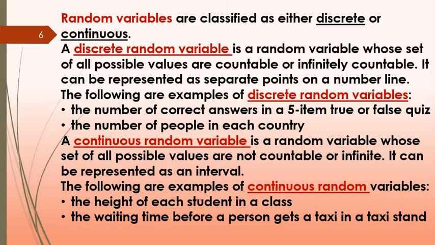Next is waiting time before a person gets a taxi in a taxi stand. So the time spent. You cannot count how many times, but you can measure how long before a person gets a taxi. So if it is not countable, it should be measurable. Then it is a continuous random variable.